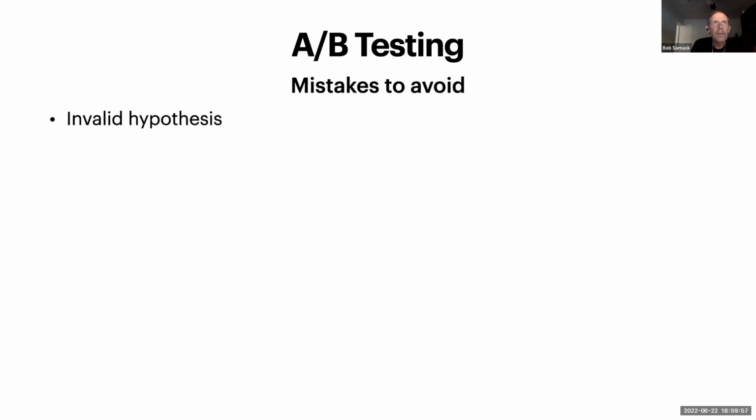Mistakes to avoid. First mistake is an invalid hypothesis. In A/B testing, a hypothesis is formulated before conducting a test. All the next steps depend on it. What should be changed? Why should it be changed? What the expected outcome is. If we start with the wrong hypothesis, the probability of tests succeeding decreases.